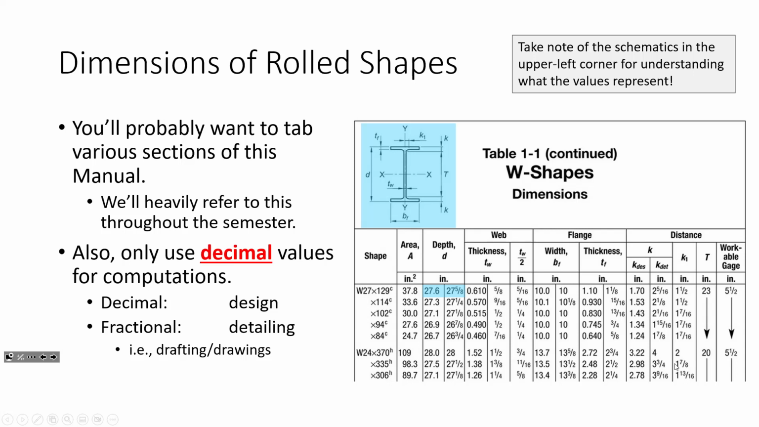In the terminology of steel design, we call that B sub F, and that stands for the width of the flange. We don't use W, we use B. It's like breadth of the flange.